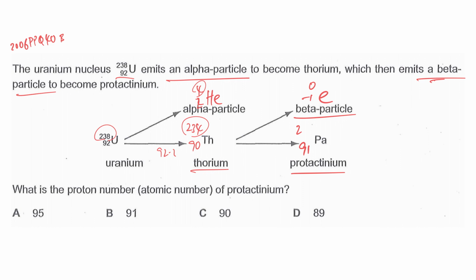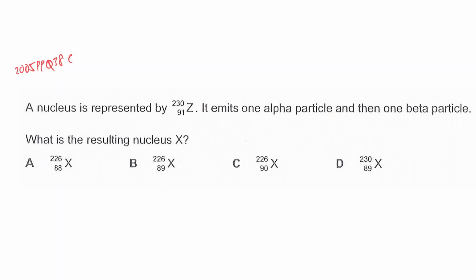All right, so this will be 2, 3, 4. So the answer will be B. They're only asking for the proton number, or the atomic number. Another similar question: you have an unstable nucleus that emits one alpha particle first, then followed by a beta particle. So what's the resulting nucleus X?